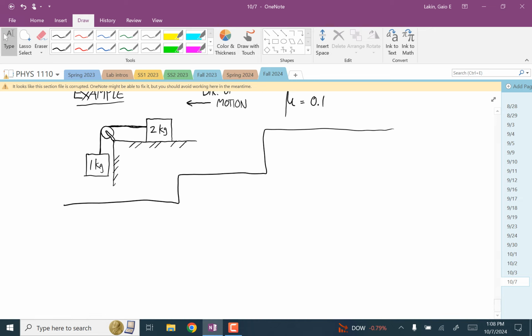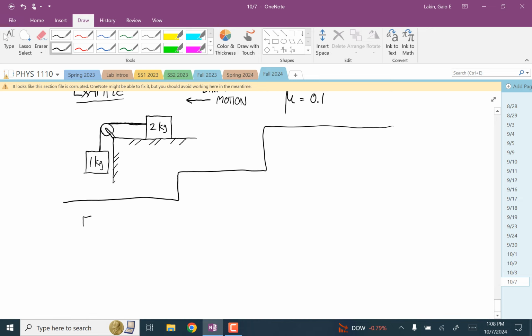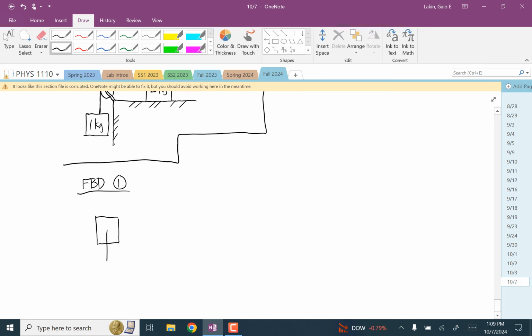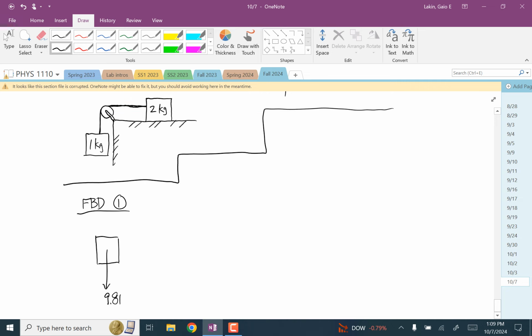Okay, so I'll start with the hanging one. There's a weight force of 1 times 9.81, so just 9.81 newtons. And the only place where there's contact with the surroundings is the cable, so that's parallel to the cable, away from the body. And then that one's done, and then we'll go to the second one.